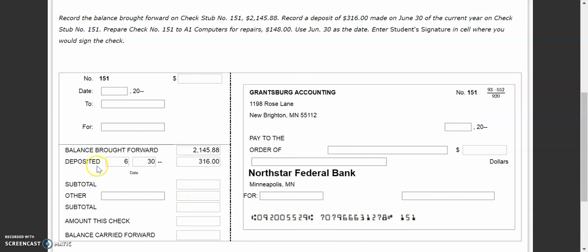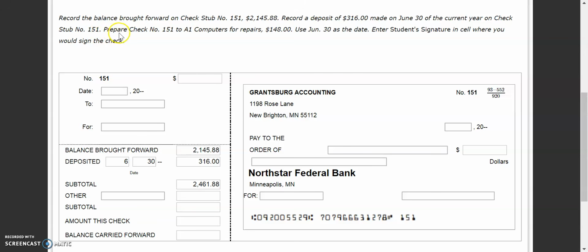If we deposit money into an account, does anyone know what that means? Deposit, remember, is that money is going in. A withdrawal means it's coming out. So that means we need to add $316 to our balance, which should bring our balance up to $2,461.88. Okay? So that is the second sentence instruction.